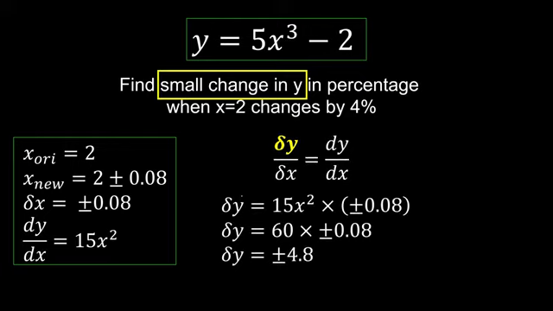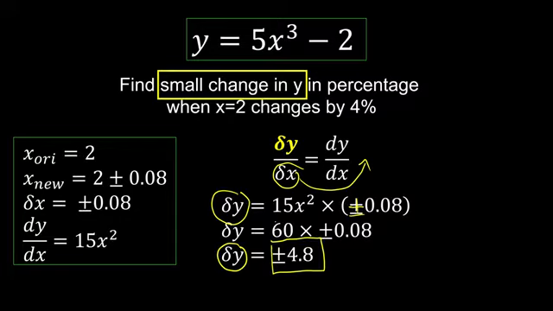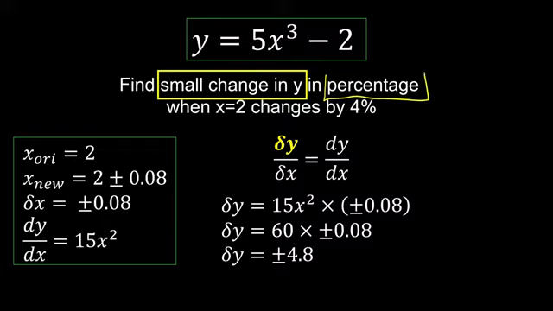So again, in order to find delta y, we take delta x over there. Why is it plus and minus? It's because we don't know whether it's an increase or decrease. But we know delta y is going to experience a change of 4.8. Since they ask us to find the small change in y, it must be in percentage.